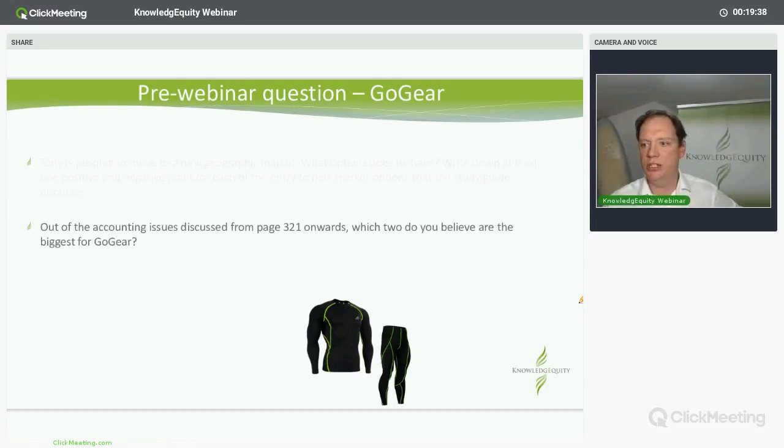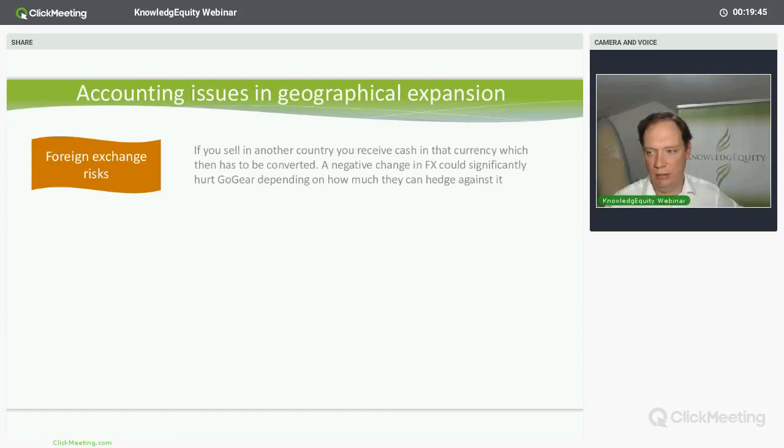All right, what about accounting issues? And this is sort of the end of module 4. It's a bit tacked on, but there's some important stuff there, and we have a video on it, on 2 of the things. If you sell in another country, you receive cash in that currency, right? Fine, but you've got to convert it. So Forex risk has to be considered.